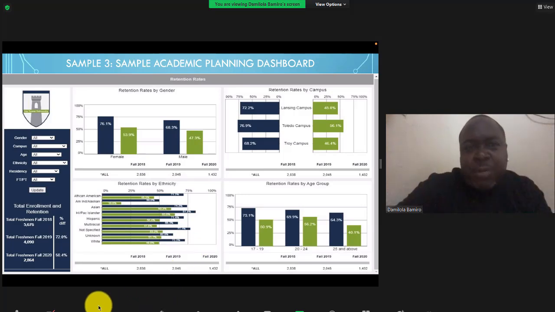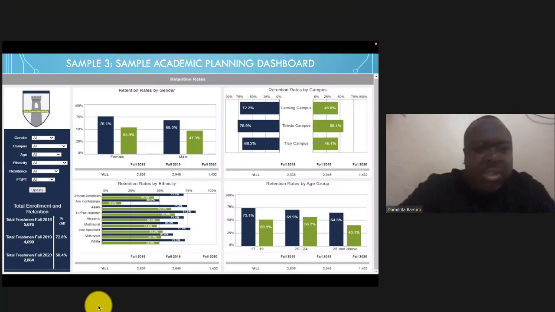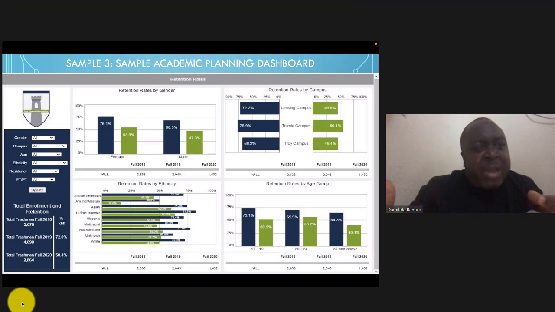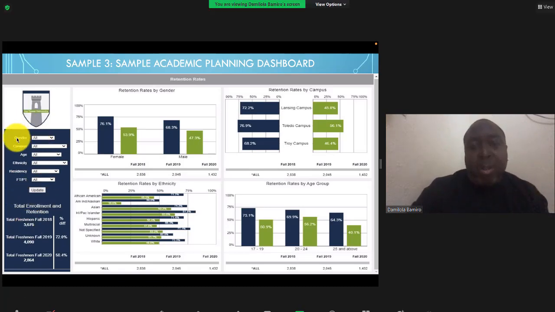This is a dashboard for a university. You'll see that the institution has designed the dashboard in two ways. On the left side, that's one thing you can see. This dashboard has collected all the data. That's why you can even sort the data on your dashboard. So on the left side, it has gender. It says all, which means it's showing all genders on this dashboard. Campus, which means you have multiple campuses, age ranges, ethnicities, residency, full-time, part-time, all this data.